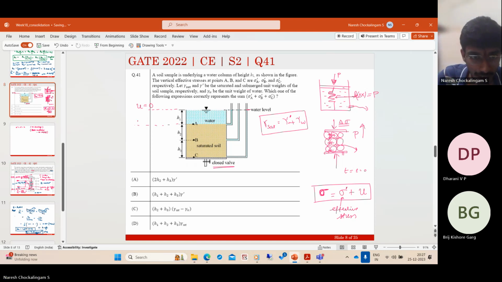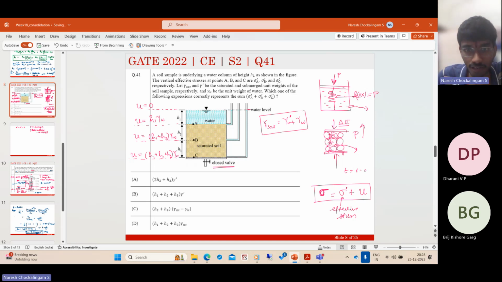So here the pressure head is H1 into gamma W. Here the pressure head is H1 plus H2. So the pressure is H1 plus H2 into gamma W. And here the pressure head is H1 plus H2 plus H3, and the total pressure is this multiplied by gamma W. So now we got the total pressures.